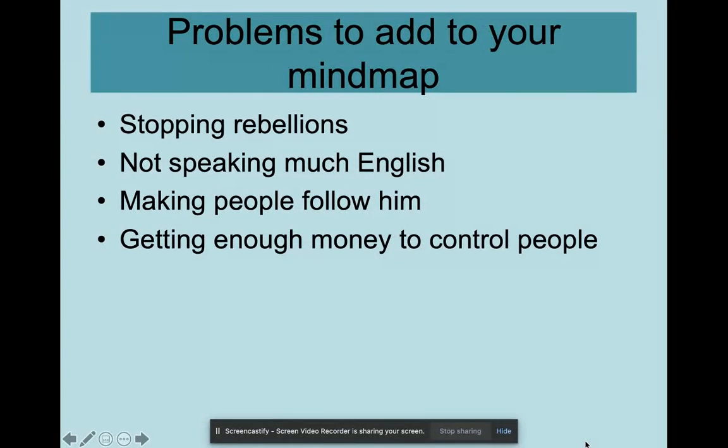Here are some examples of some problems you could add to your mind map. So pause it now if you want to add any of them.